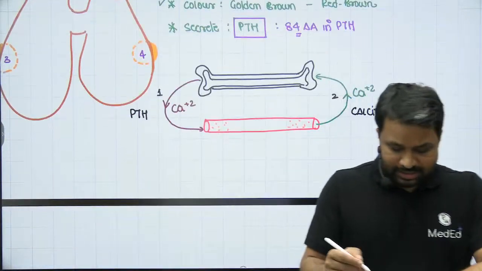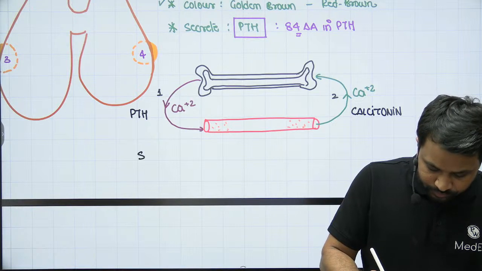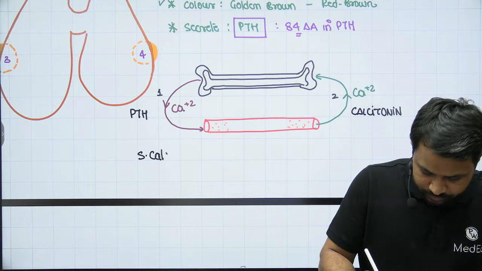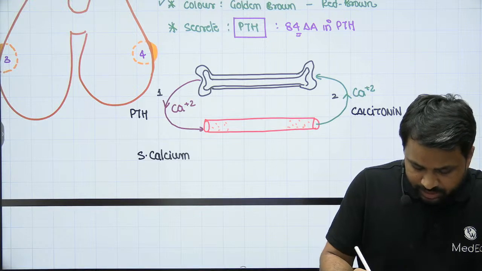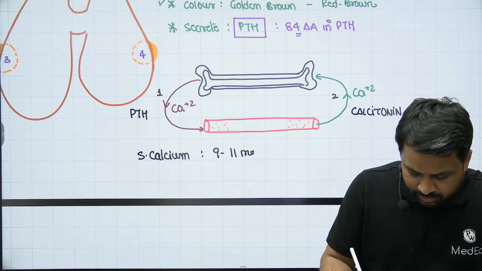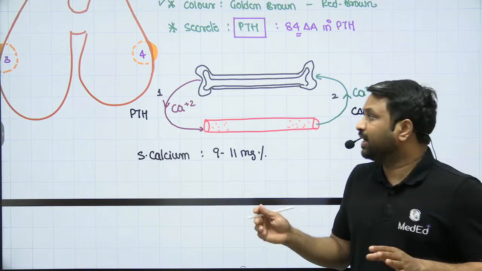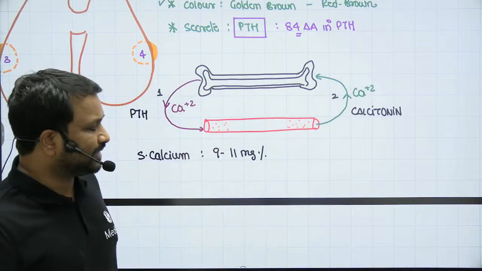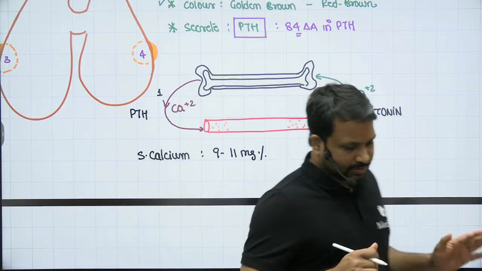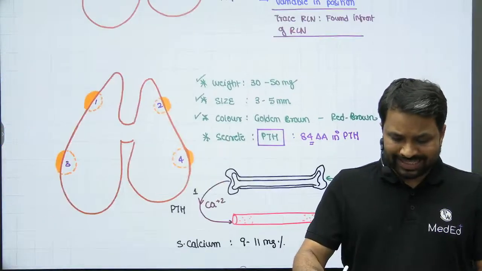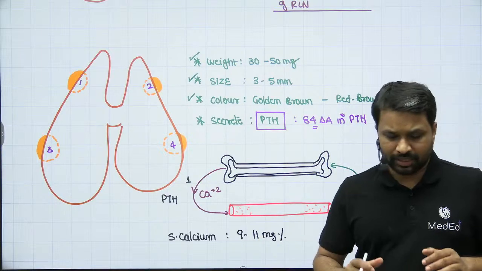So normal serum calcium. When you look at the serum calcium levels, the normal serum calcium level will be 9 to 11 milligram percent. Less than 9 would be called hypocalcemic status. More than 11 will be called hypercalcemic status. As simple as this. So this is the basic background about the parathyroid gland.